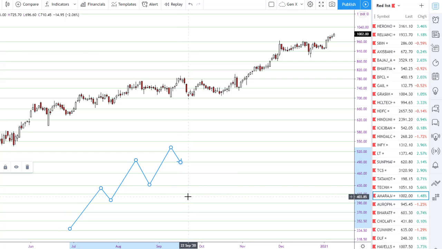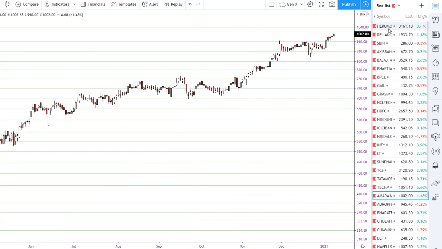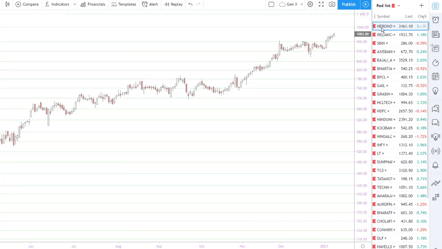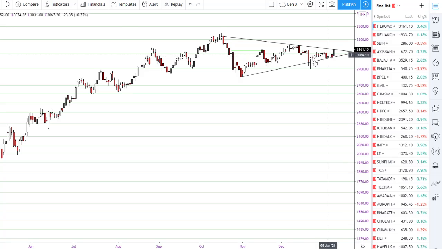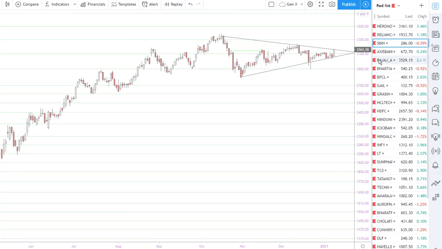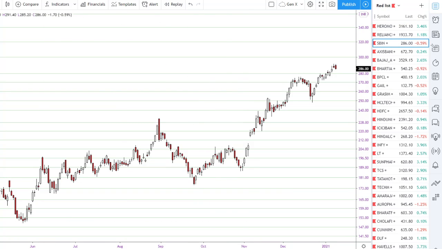So what do we do? Basically, I have identified some of the stocks that I would be interested in, and I'll be watching all these stocks here. The first one, we'll skip that one. Let's start with SBI. The first step that we do is we identify the trend. What is the current trend? The current trend is clearly up, we know that.